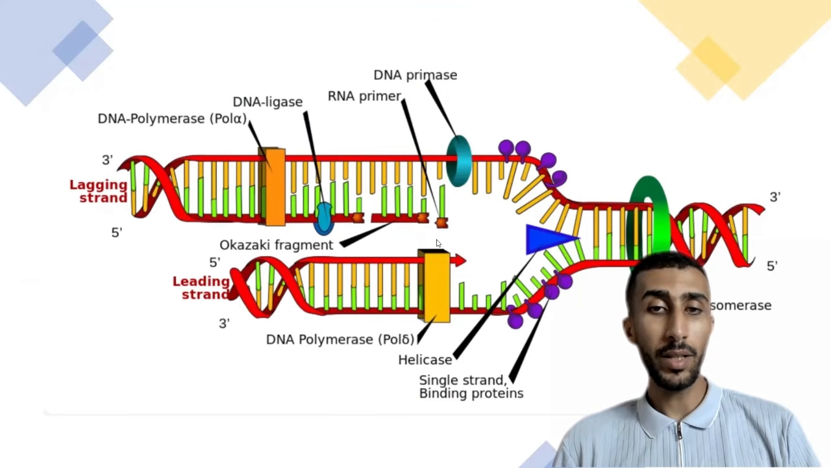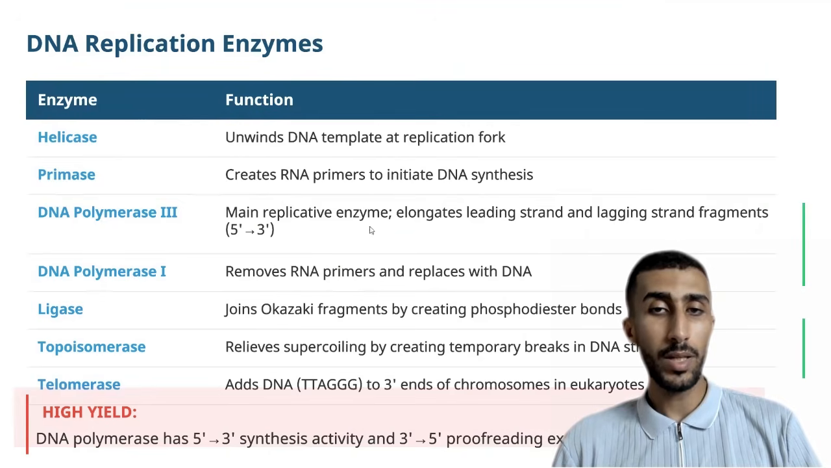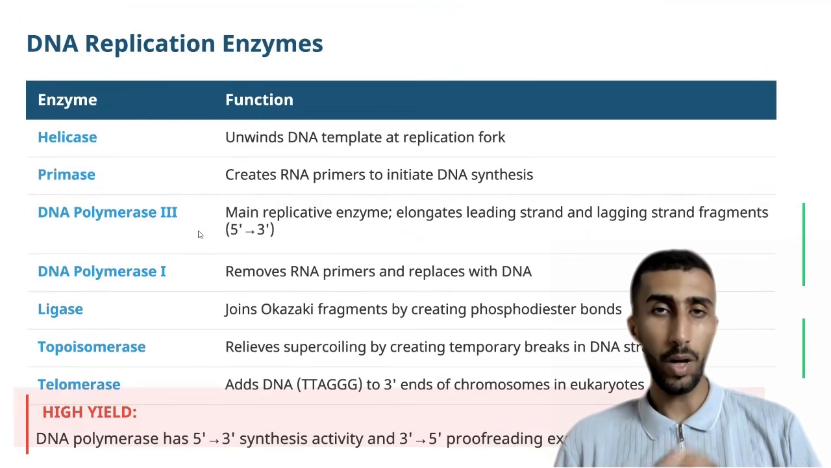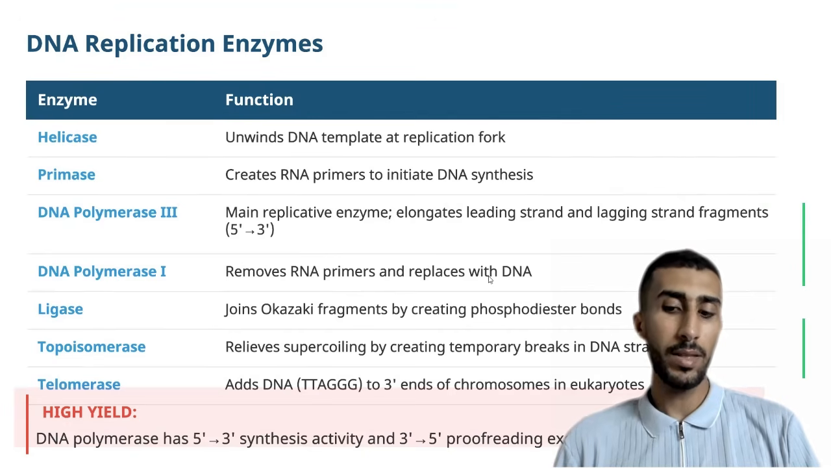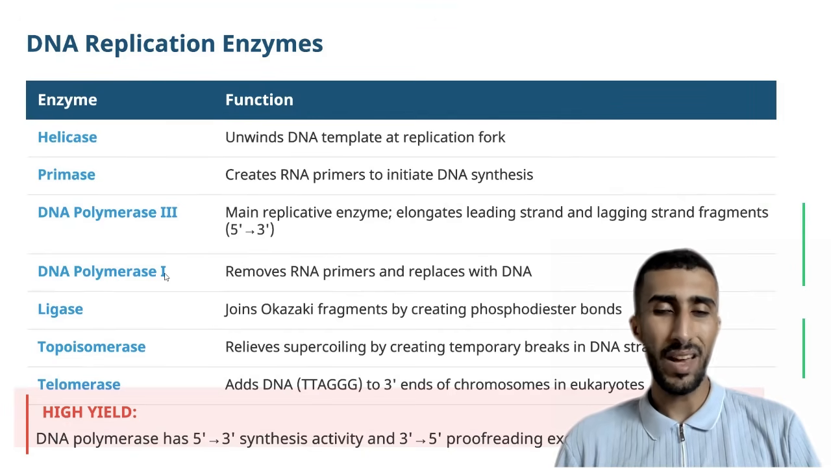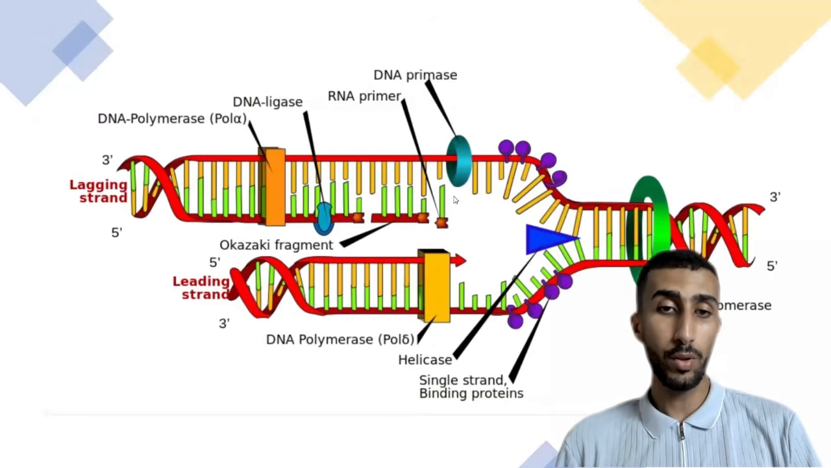After forming the RNA primer, we have to replace the RNA primer with DNA. This is the function of the other DNA polymerase, DNA polymerase 1. So we have two DNA polymerases. DNA polymerase 3 is the main replicative enzyme, the one that is doing the whole job. DNA polymerase 1 has a minor role, which is the removal of RNA primers and replacing them with DNA. So DNA polymerase 1 has the minor role, versus DNA polymerase 3, which has the main role here.